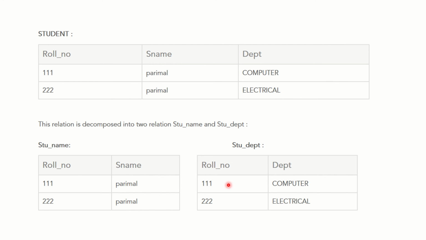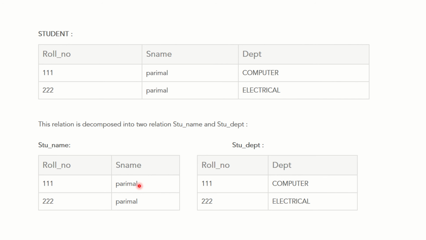This is the example we have to take. Roll number, S name, department was our original table, which is decomposed into two tables. The first one is roll number and S name. The second one is roll number and department. So let it be the two subtables. We have to check whether this is a lossless decomposition. For that purpose, when we perform the natural join of these two subtables, we have to get the original table. So we can check that.